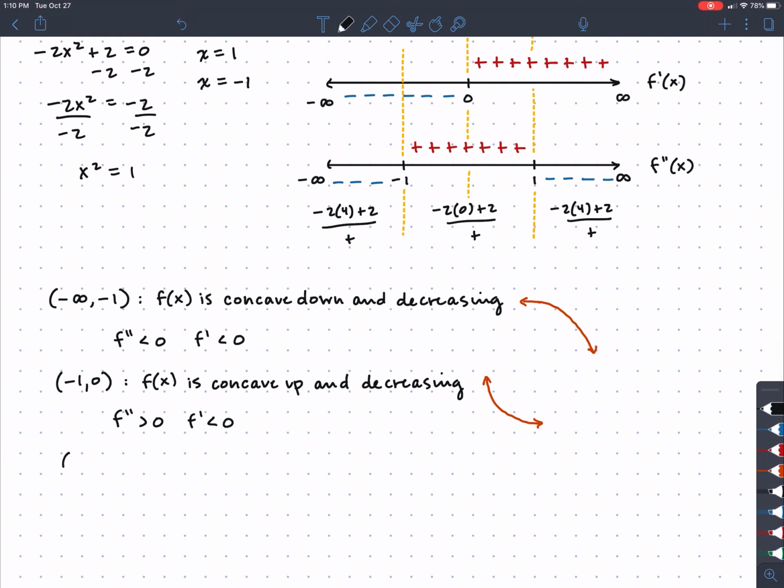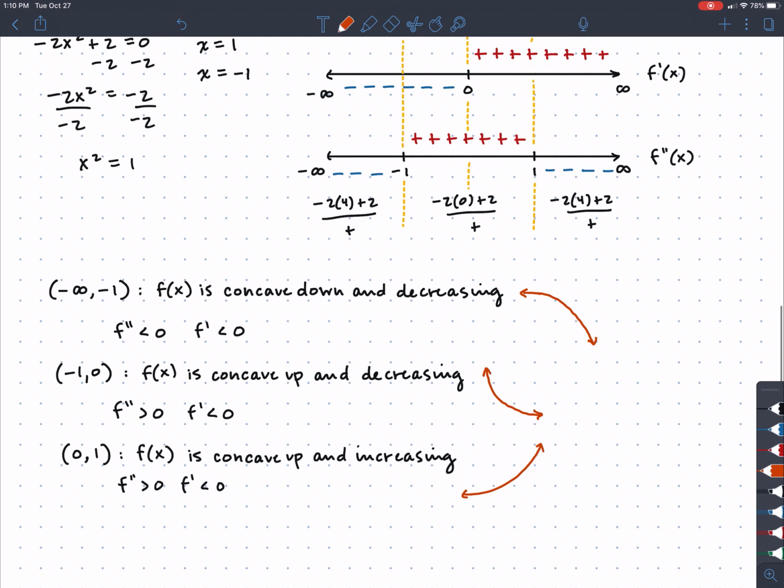So from 0 to 1, f of x is concave up and increasing. And that is because the second derivative is positive and the first derivative is positive. So concave up and increasing might look something like this, whereas concave up and increasing. And then our last interval, from 1 to infinity.